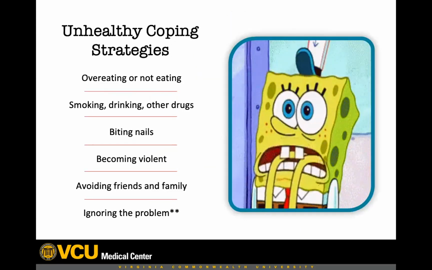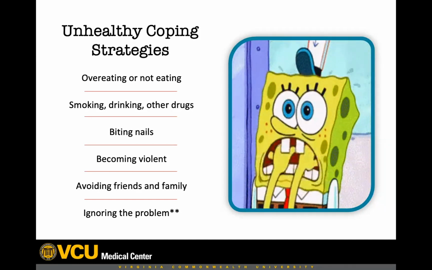Okay. So, talking about just some unhealthy coping strategies: overeating or not eating, smoking, drinking, doing other drugs, biting nails, becoming violent. And becoming violent doesn't necessarily mean like I hit somebody or I got in a drag out fight. It can mean I really am an aggressive driver when I'm angry.